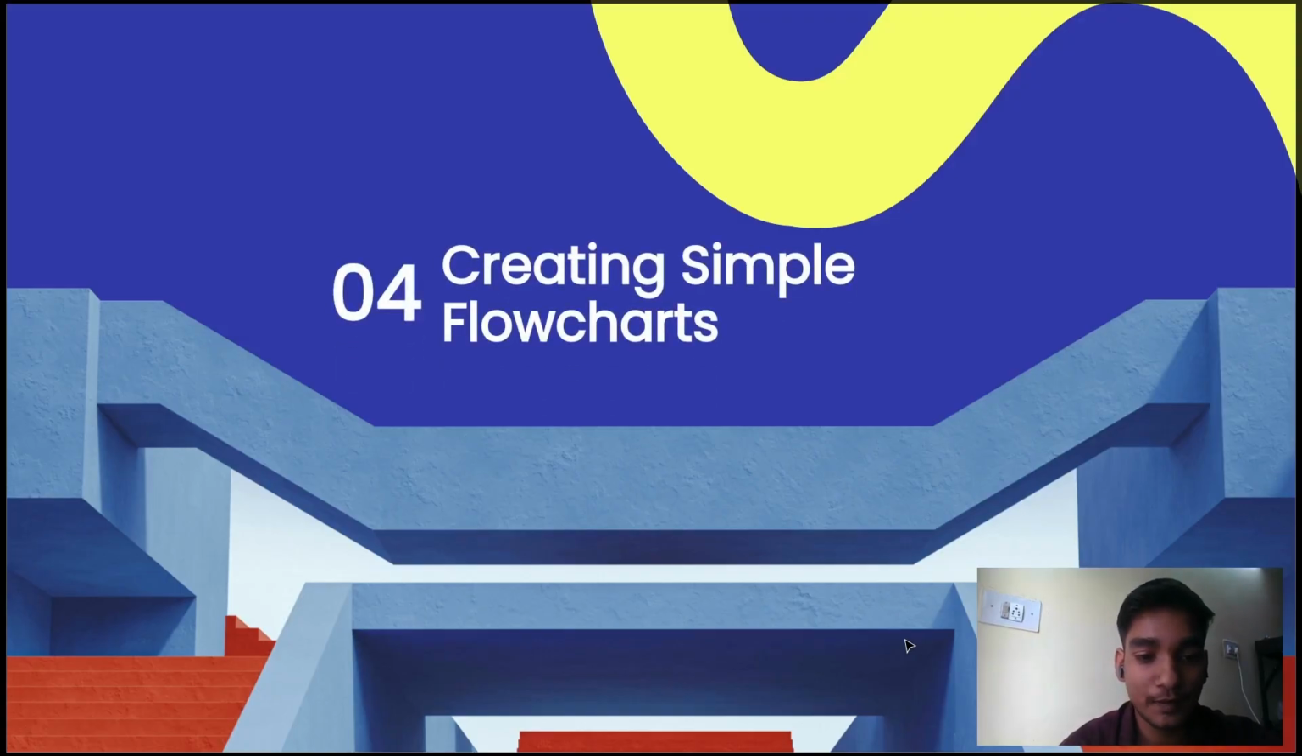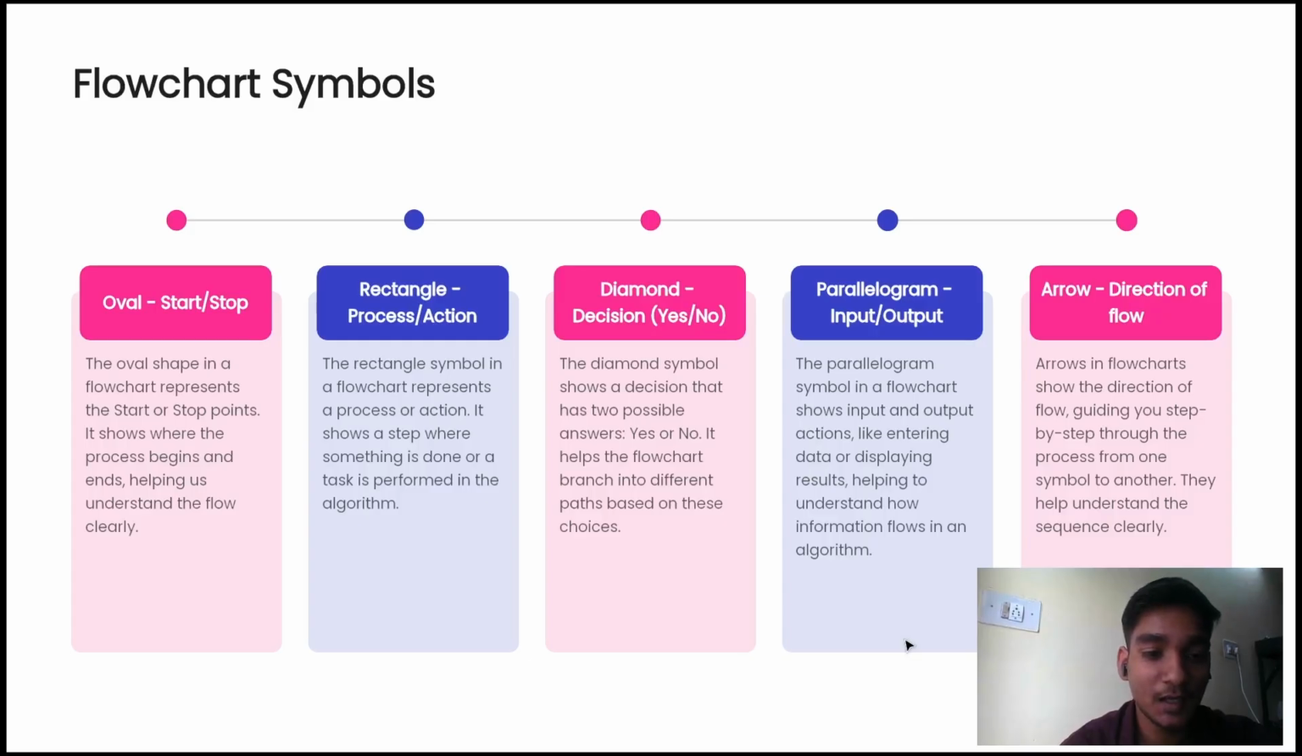Let's look at one more fun example, making tea. How do we make tea? We start, boil water, add tea leaves, add milk, and then add sugar, and boil again, strain and serve, and finally we stop. If we draw these steps using flowchart symbols, we get a complete flowchart for making tea. So even if someone doesn't know the recipe, they can just look at the flowchart and understand the process quickly.